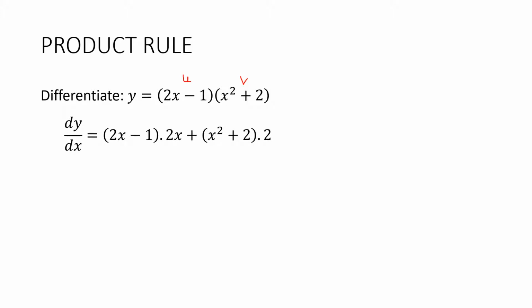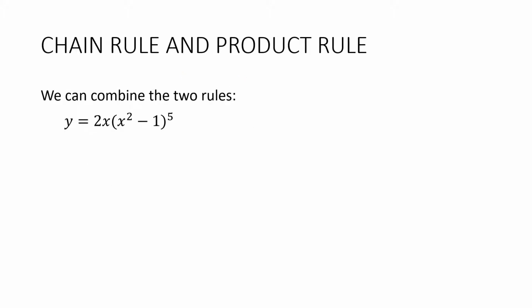So our derivative is going to be the first one multiplied by the derivative of the second, plus the second one multiplied by the derivative of the first. Okay, so that's our first line. Now I'm going to expand that out and tidy it up. And we get the same answer, not surprisingly, as when we expanded it and did it term by term. All right, we can combine the two rules. Now let's have a look at this.